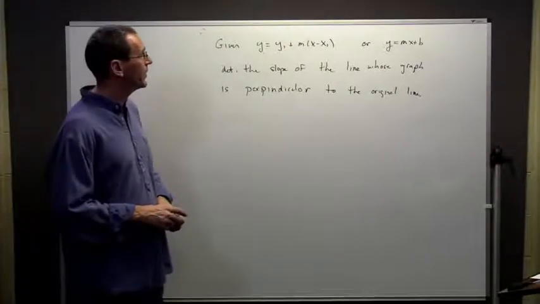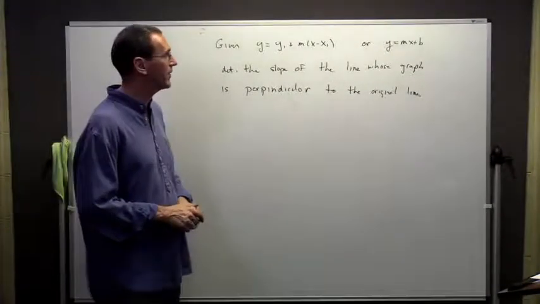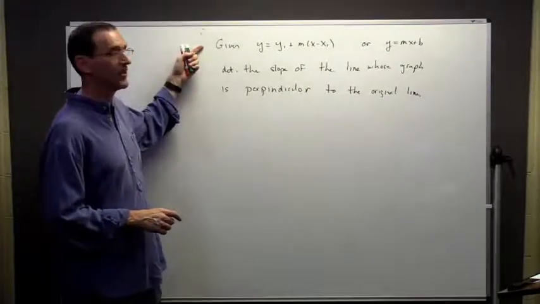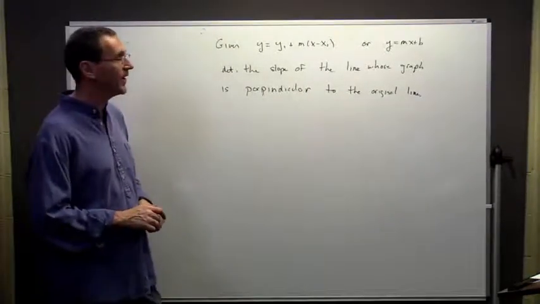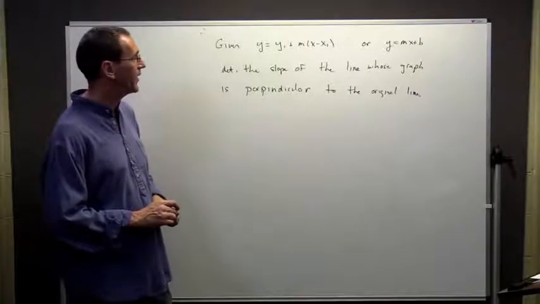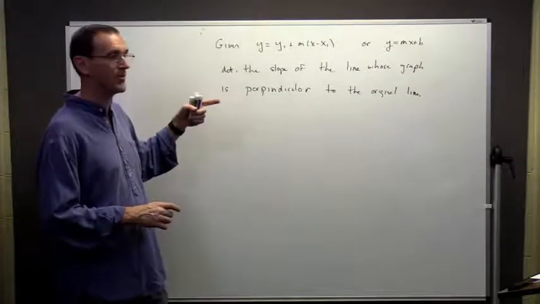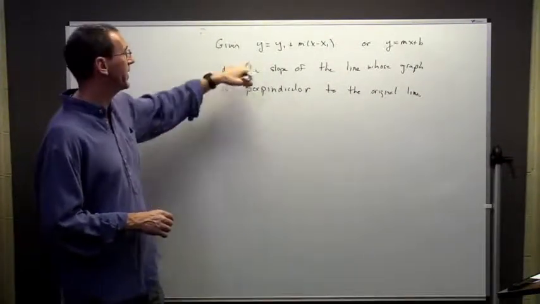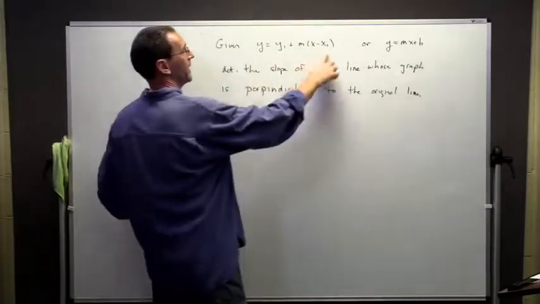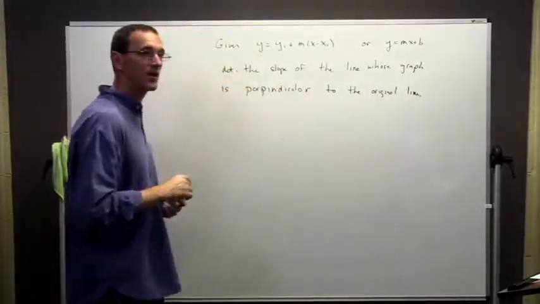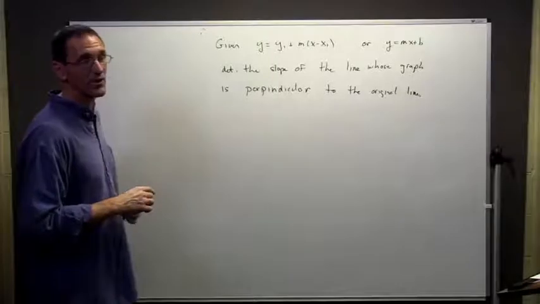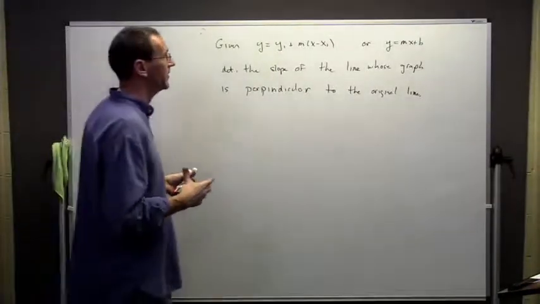So we are going to look at a special case here. We're going to look at what happens when we have a linear relationship, and I'm going to find another linear relationship such that when I graph these two relationships, the new one will be perpendicular to this. So this forms a line, and I want to know what other line is going to be perpendicular to that, or at least what's the slope of a line that's perpendicular to that.